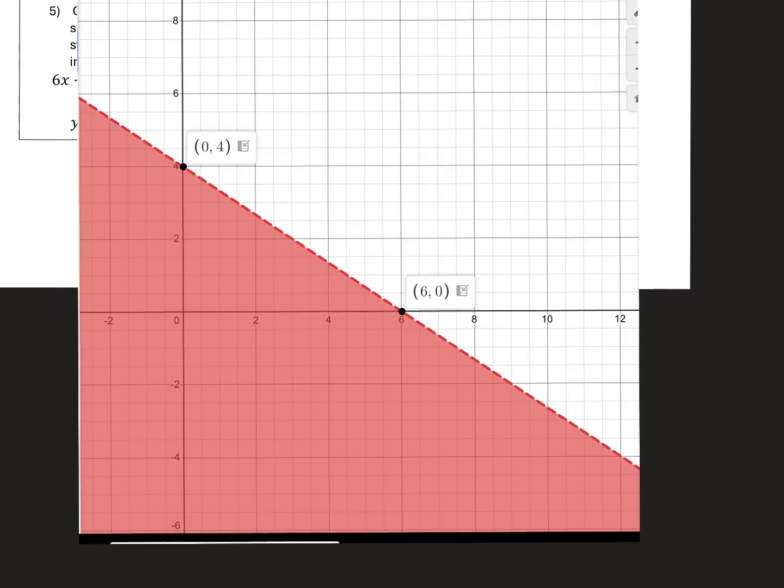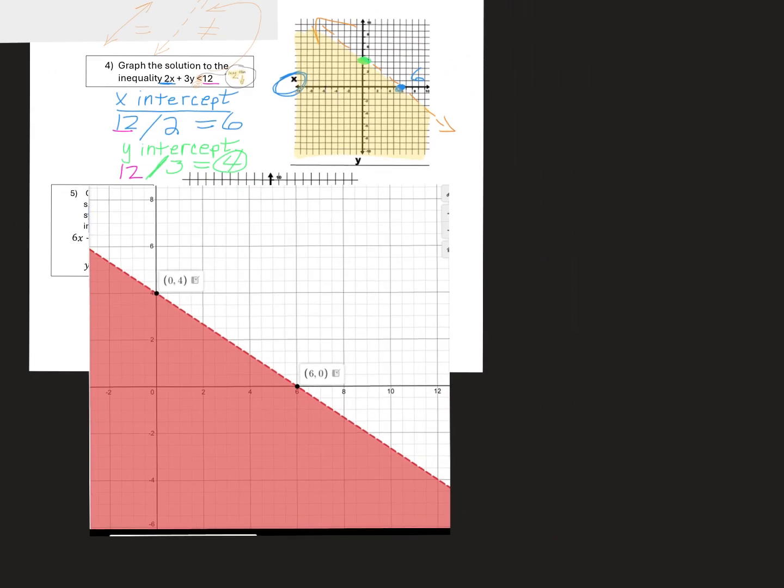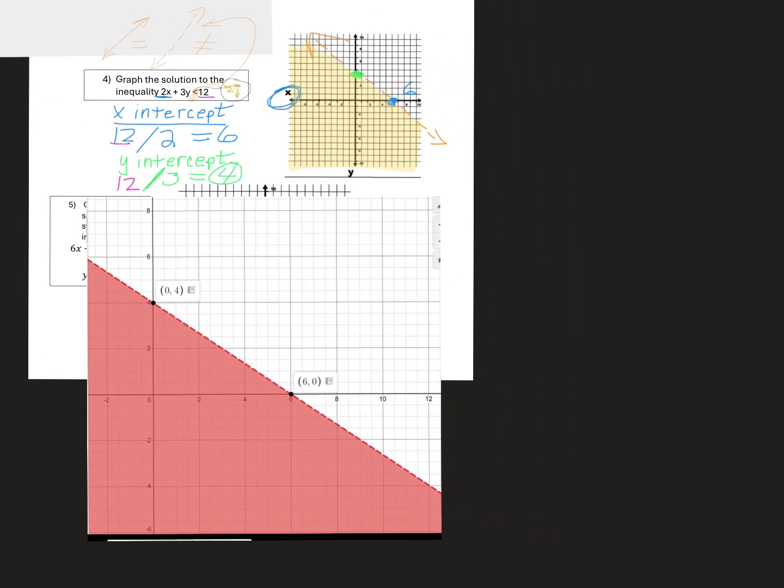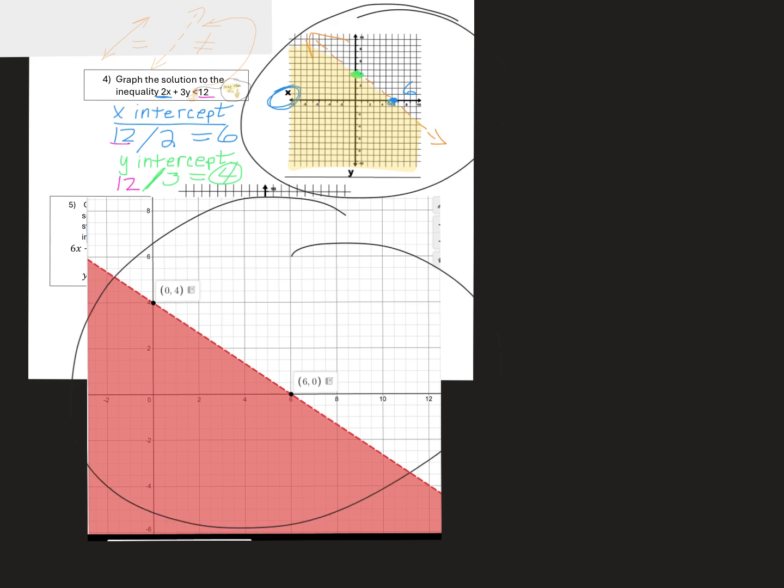Keep in mind, you can also use that Desmos calculator to check. And as you can see, once I typed the inequality into the graphing calculator, this looks the same as what I got up here. So you can use the graphing calculator to help you also.